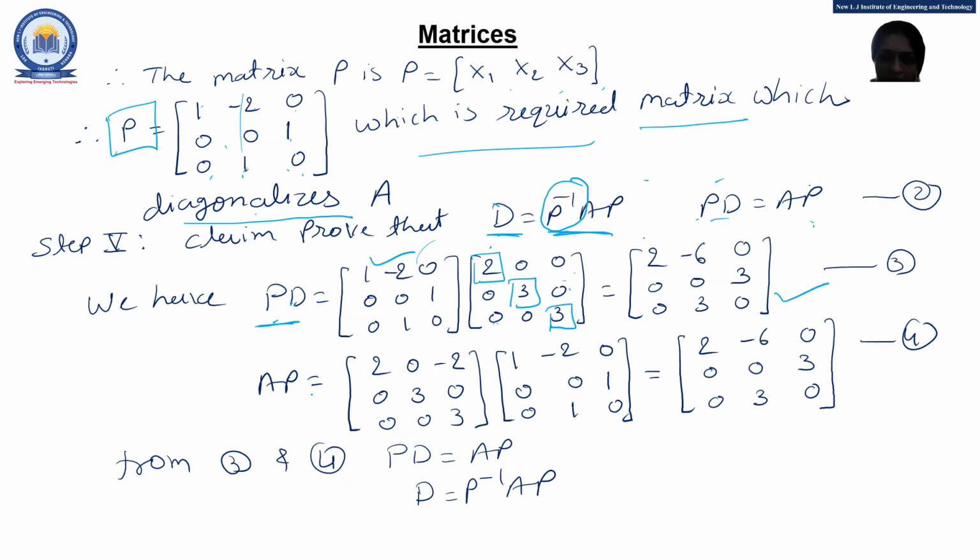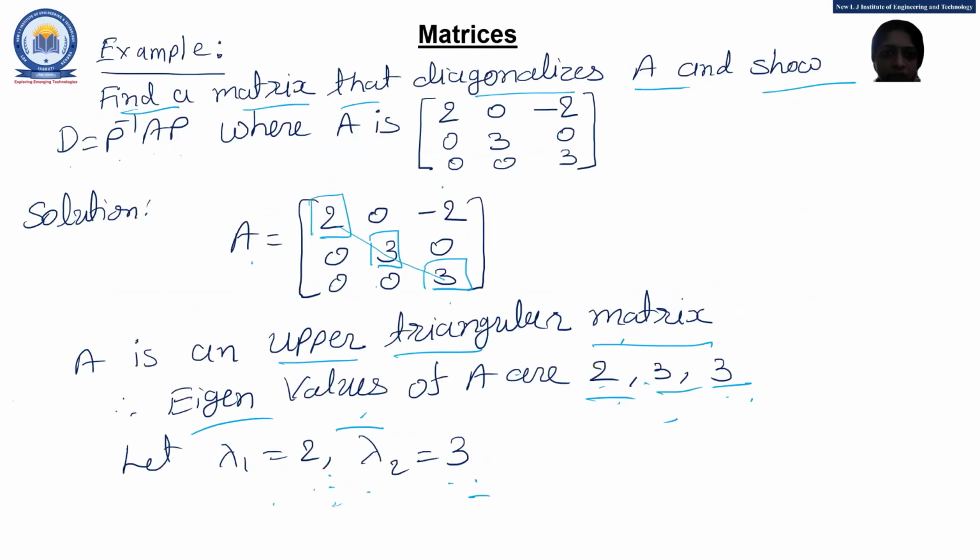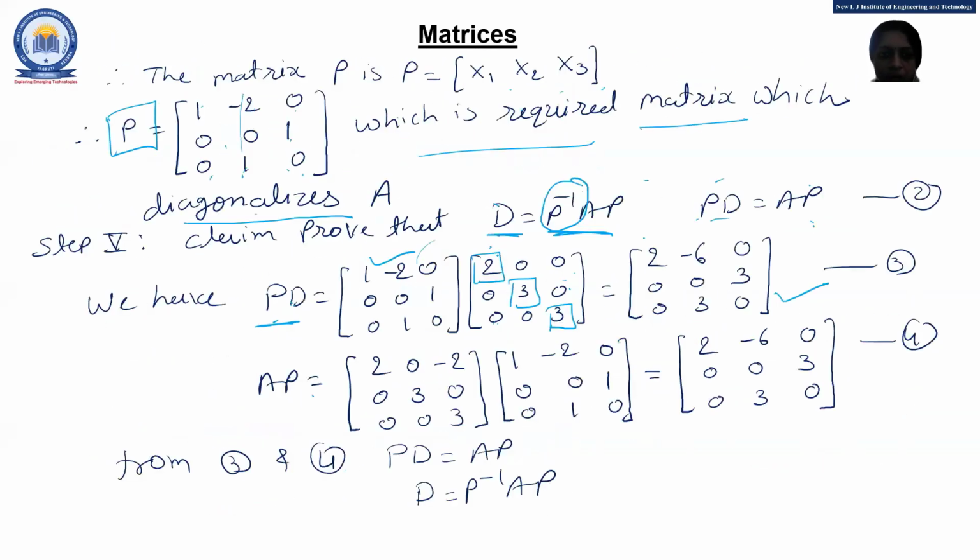And similarly, A is what? Our given matrix, right? And P is this matrix. So by multiplication of A and P, we get equation 4. And by equation 3 and equation 4, PD is equal to AP. Both are the same. It means D equals P inverse AP. PD equals AP means D equals P inverse AP, which we want to prove.